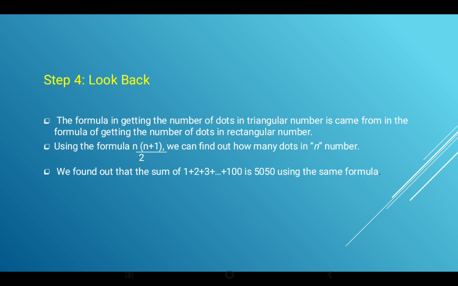Next, step 4. Look back. The formula in getting the number of dots in triangular number came from the formula of getting the number of dots in rectangular number. Next, using the formula n, quantity of n plus 1 over 2, we can find out how many dots in n number. Next, we find out the sum of numbers from 1 to 100 is 5,050 using the formula in triangular numbers.